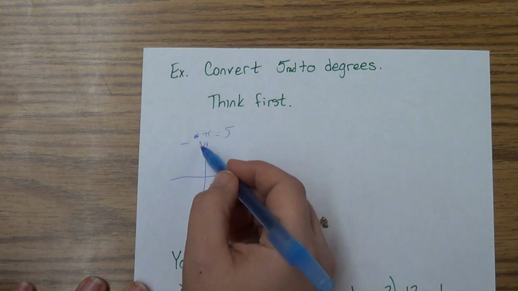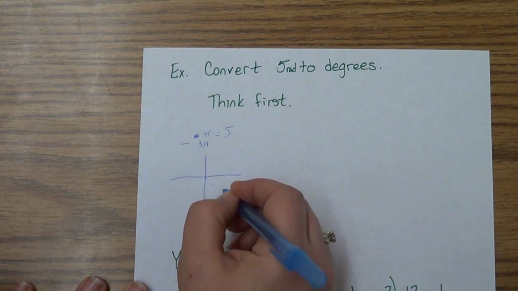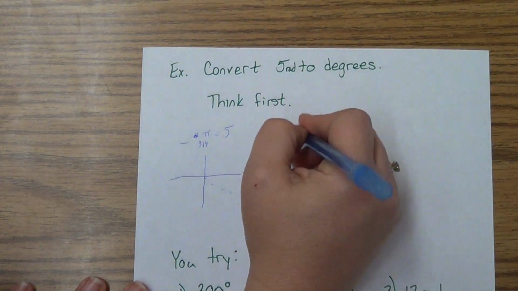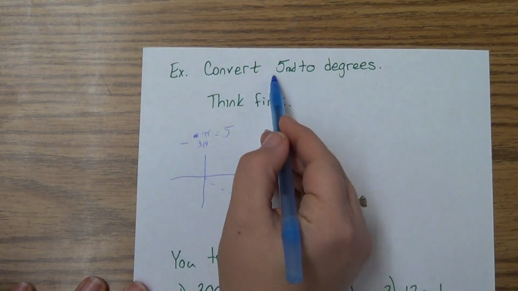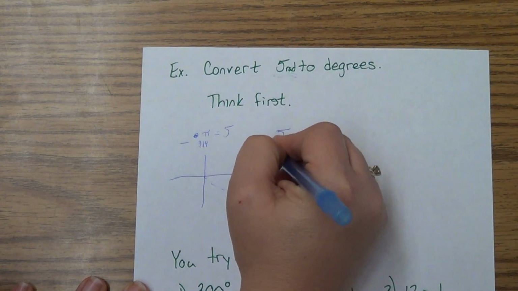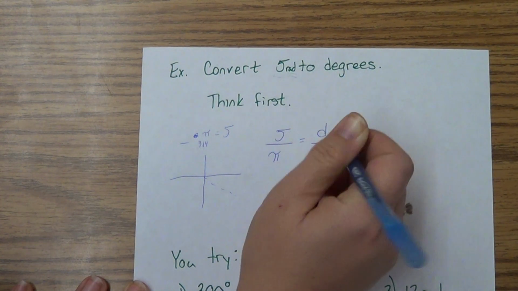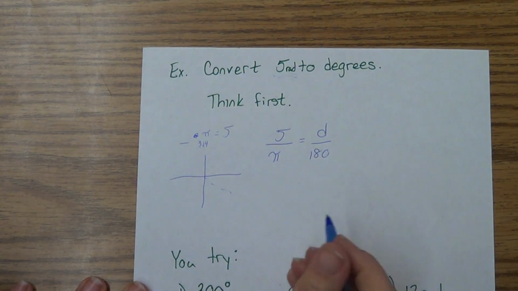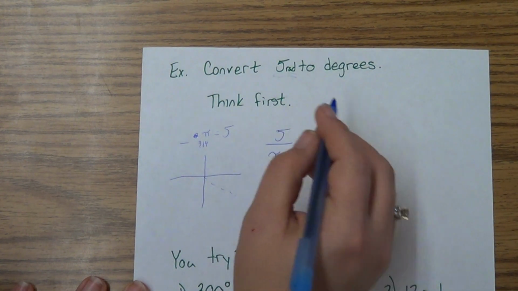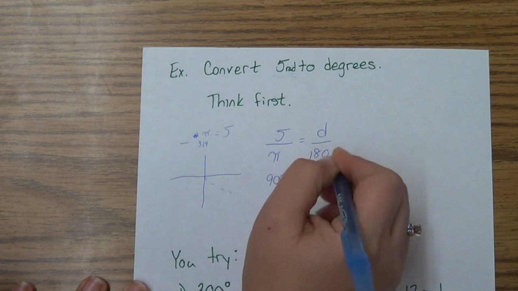Plus, if you think about it, what would 2 times pi be? It would be 6.28. So our answer should be somewhere down in here. All right, so let's do the math here. Right now we're in radians. So we have 5 over pi equals degrees over 180. Then we cross multiply. So 5 times 180 is 900 equals pi d.